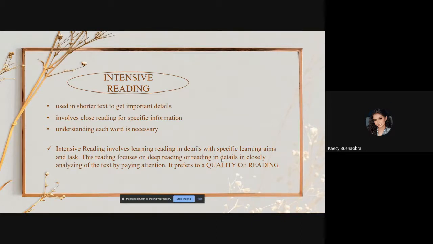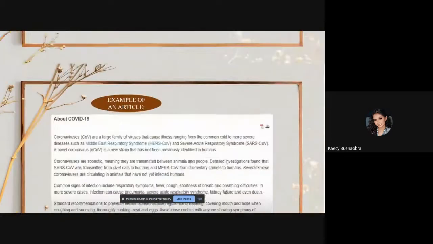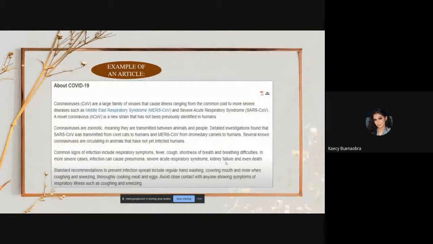So when we say intensive reading, it is used in shorter text to get important details. It involves close reading for specific information. When we say intensive reading, the understanding of each word is necessary. So for example, reading an article. I have here an example of an article and it is about COVID-19.